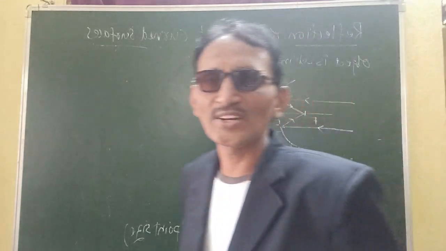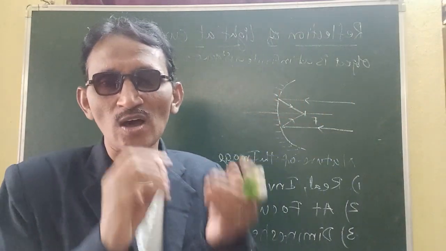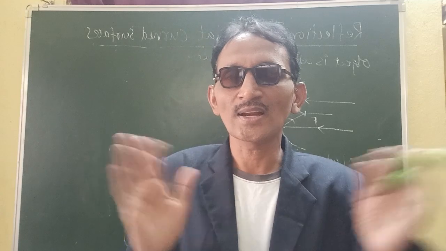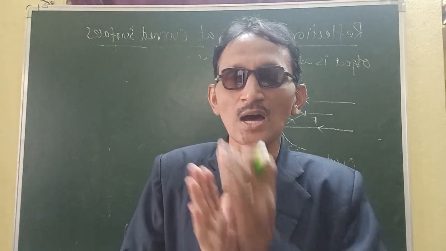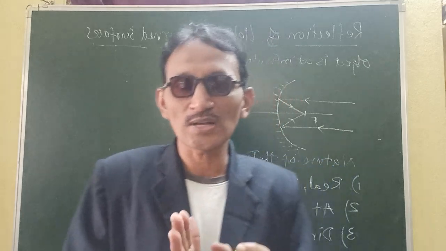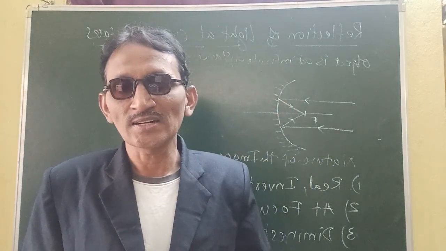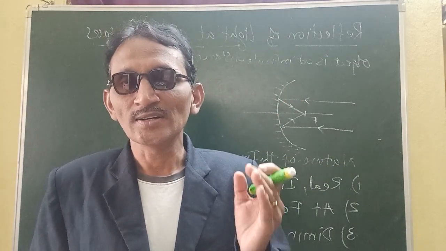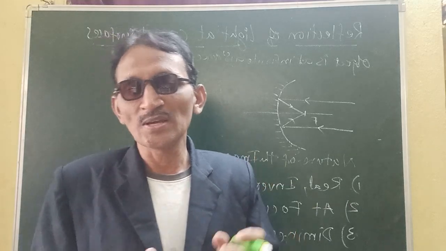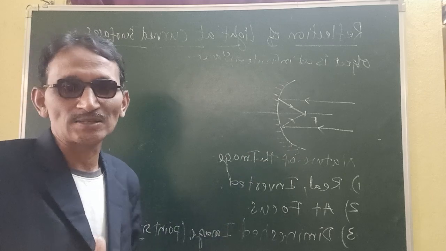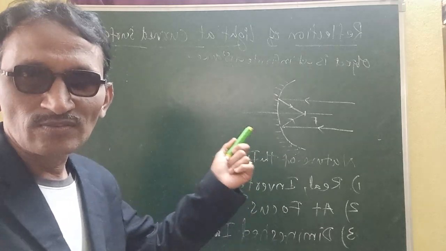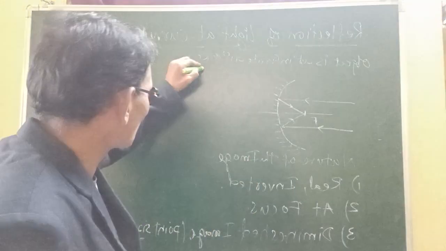Now when the object is at infinity, all the rays fall on the mirror and get reflected. The reflected rays converge at focus on the principal axis. Then we get a real inverted diminished image formed at focus, the nature of the image. So this is the first condition. Now let us see the second condition.